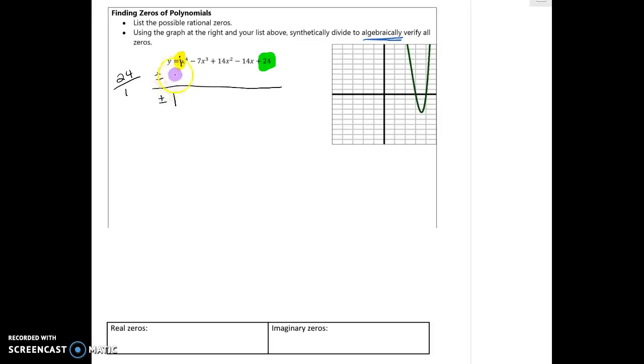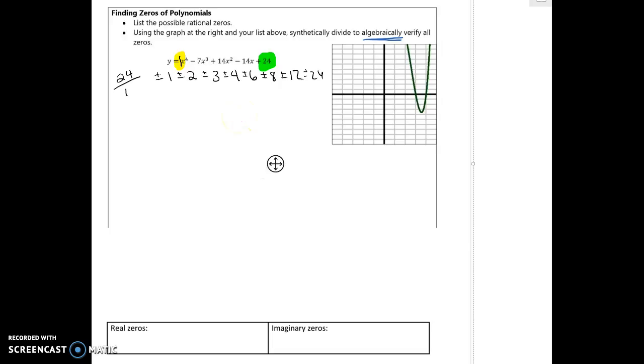Which means for the numerator, you have plus or minus 1, plus or minus 2, plus or minus 3, plus or minus 4, plus or minus 6, plus or minus 8, plus or minus 12, and plus or minus 24. Because I only have this denominator of 1, my possible rational zeros happen to be all of these numbers. None of them are pure fractions; they are all integers, which is kind of cool. I'm going to erase this, and that's my final list. All the factors of 24 are my possible rational zeros.